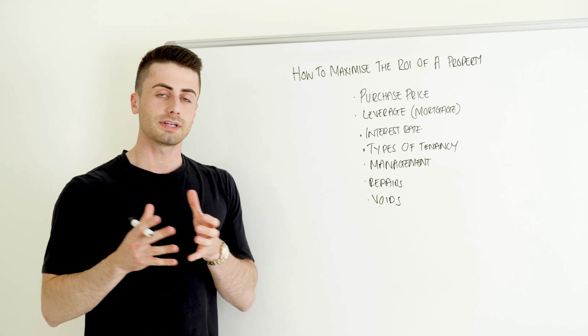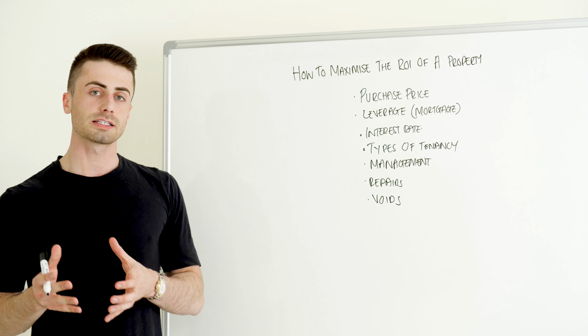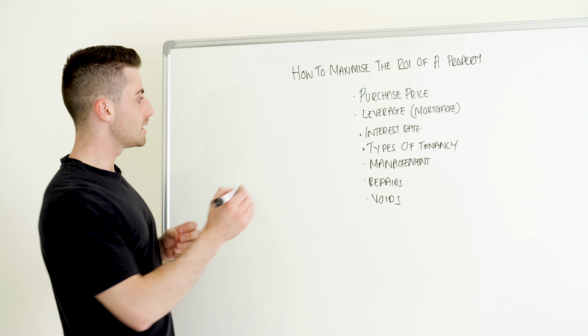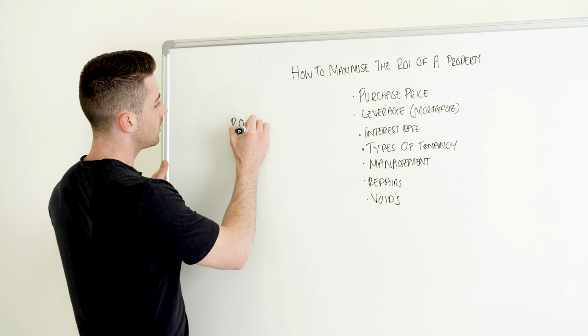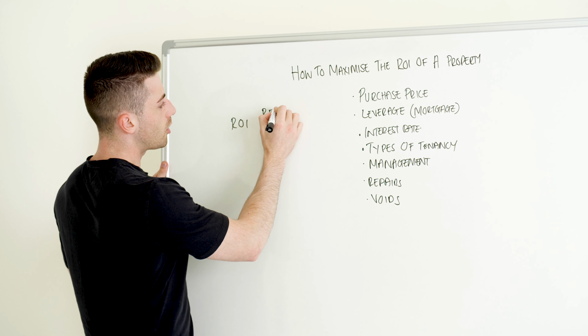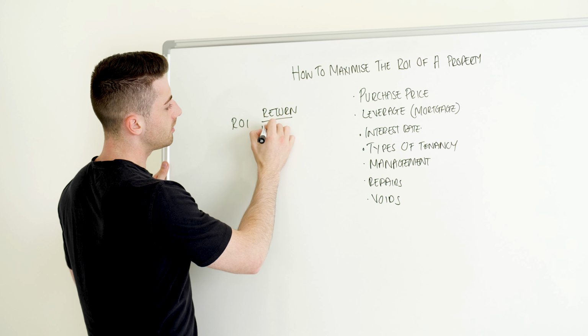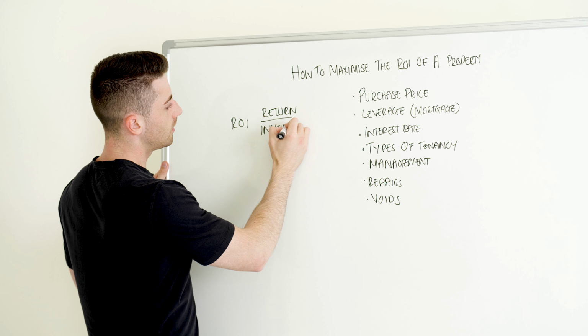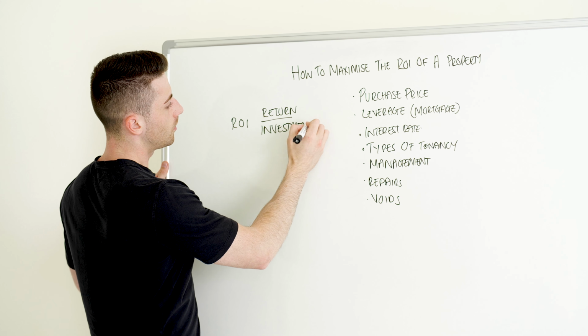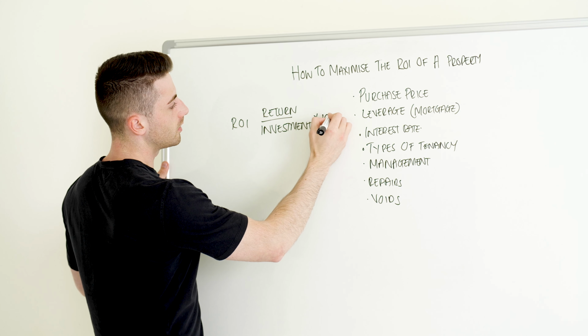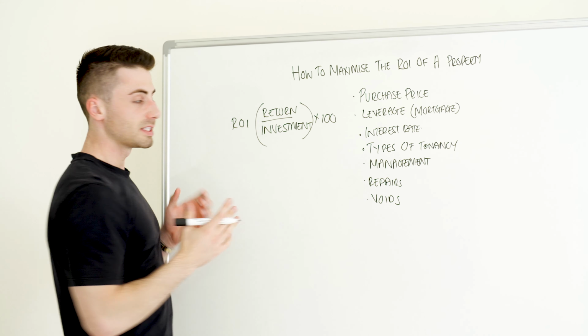So in terms of calculating the return on investment, the formula we use is the return, which is how much the property brings us, over the total investment we've put in, and then we times by 100 to get the percentage.